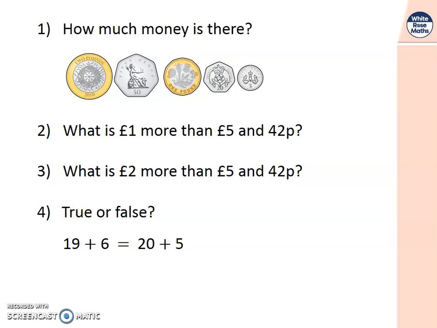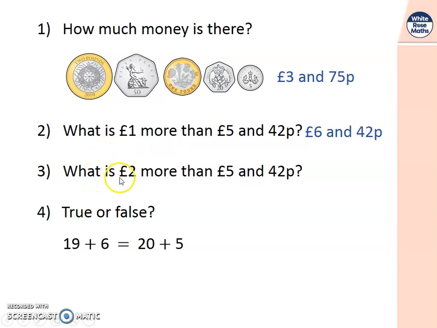Shall we see if you did it right? So here we can see we've got £2 add £1 makes £3. 50 pence add 20 is 70. Add 5 is 75 pence. So that's £3.75. What is £1 more than £5 and 42 pence? Which of these will change? This one. So it's £6 now and 42 pence.